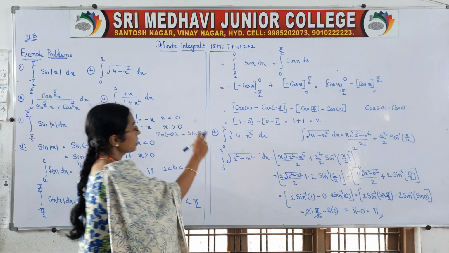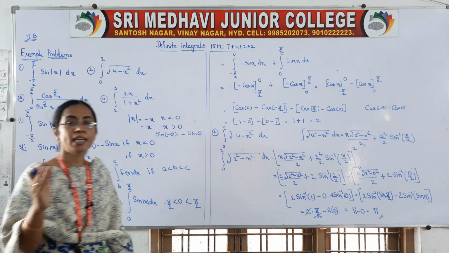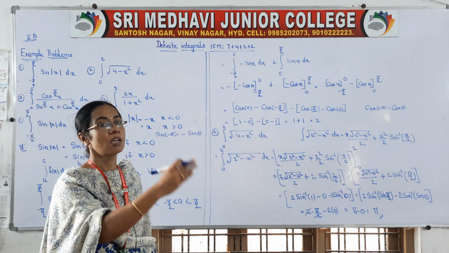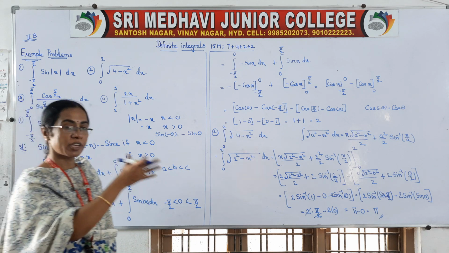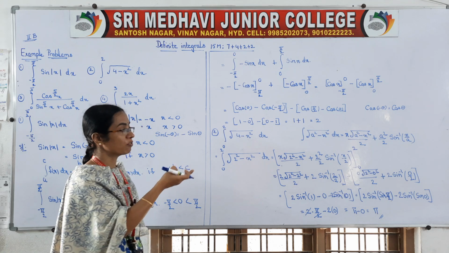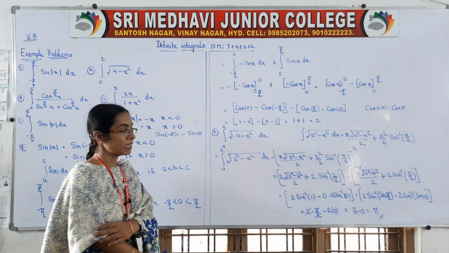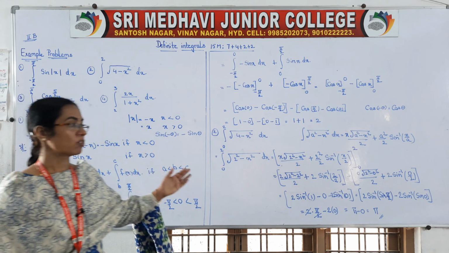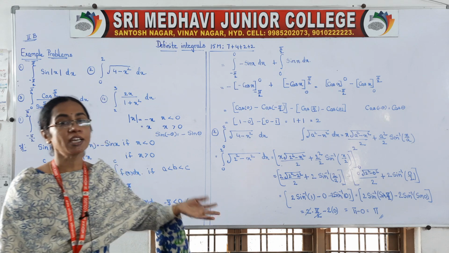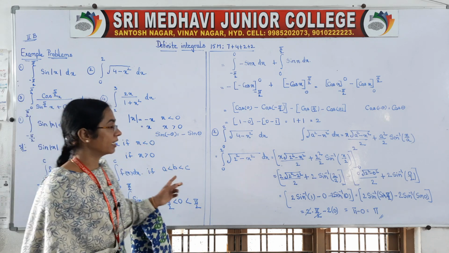So come on, integral 0 to 2 root of 4 minus x square dx. So what I said, definite integrals, just apply the formula. Once we get the answer, we get the function, that means the value in terms of x. In that function, wherever x is there, first substitute the upper limit, minus wherever x is there, substitute the lower limit, and simplify. Finally you will get one definite value.